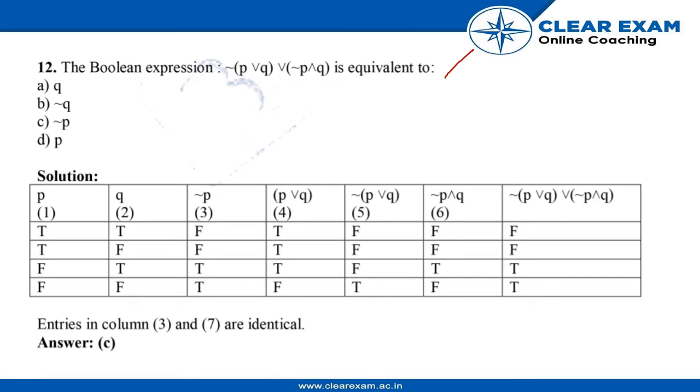So while we go for further simplification, we can see for P the truth table says true, true, false, false. For Q it says true, false, true, false. For complement of P it says false, false, true, true. For the set of P union Q it says true, true, true, false. For complement of P union Q, it says false, false, false, and true.